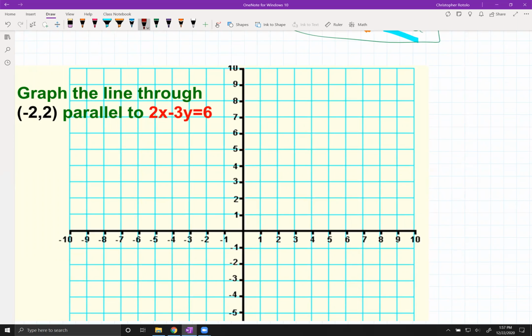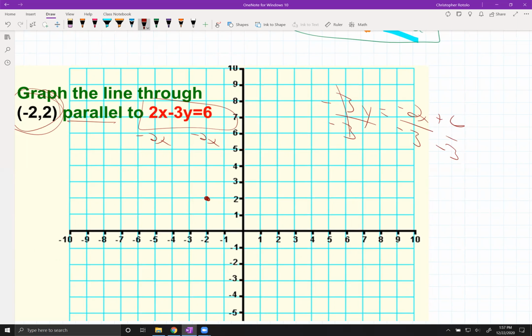All right, so here's how I can make this a little more difficult. Let's see, we want to graph the line through negative 2, 2, but it has to be parallel to this equation here. Well, here's the bottom line: it has to go through this point, right? So let's put that on here, negative 2, 2. Now what I have to do is find out what the slope of this equation is. So I'm going to subtract 2x. So I get negative 3y equals negative 2x plus 6. This is as difficult as I can make this, guys.